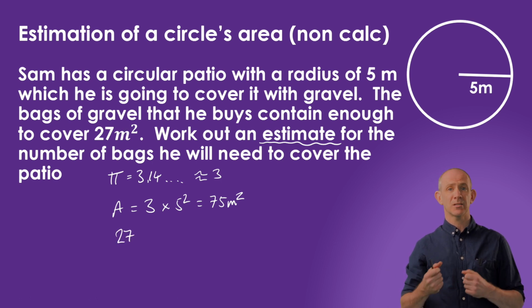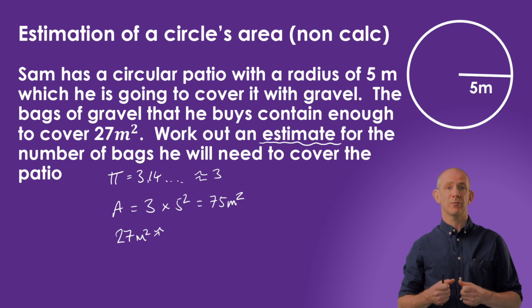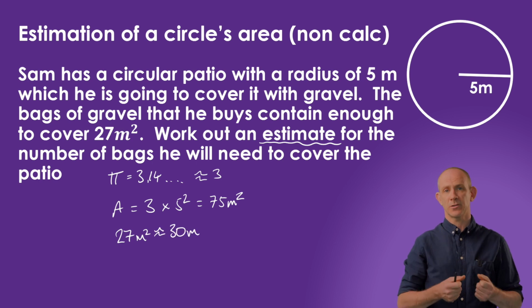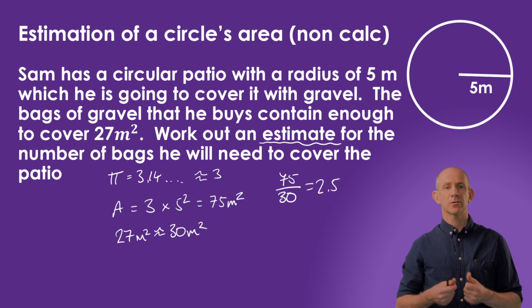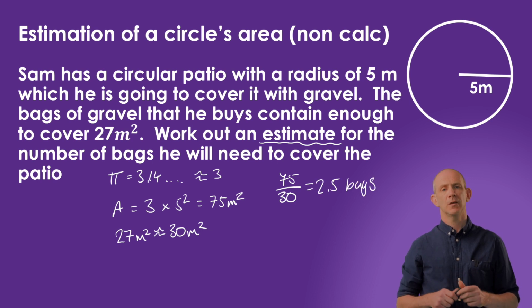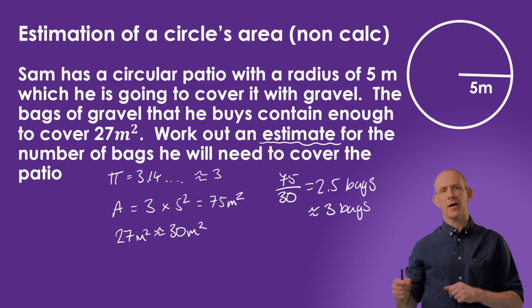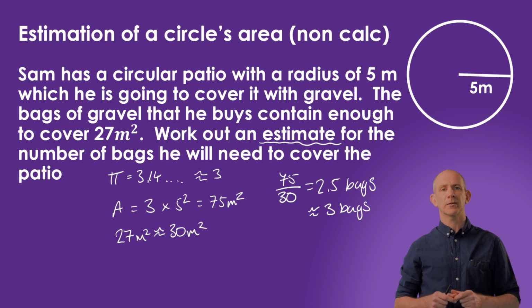As the bags are 27 metres squared, we can round that to one significant figure and say that they'll be 30 metres squared. This means we can calculate the number of bags by dividing the total area by the estimated coverage of the bags, 75 divided by 30. This will give us 2.5 bags. As we can't buy 0.5 of a bag, we're going to need to buy 3 whole bags to cover the driveway.